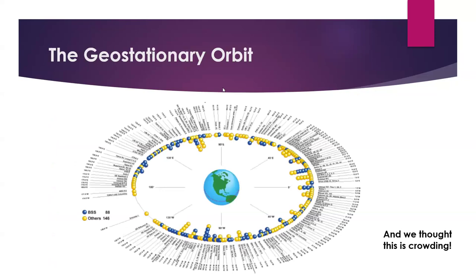So this is what the geostationary orbit looks like. This is a plot that I got. It's probably a couple of years old or so. So it looks pretty crowded, as you can see. This plot shows each satellite, what the location is and what band it uses and so on. But if we think this is crowded, wait till you see the LEO constellations, which have tens of thousands of satellites. So this is nothing. These satellites, even though in this diagram they appear to be very close to each other, are a few hundred kilometers away from each other.